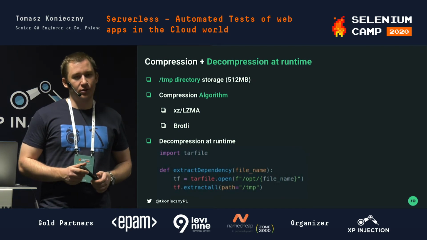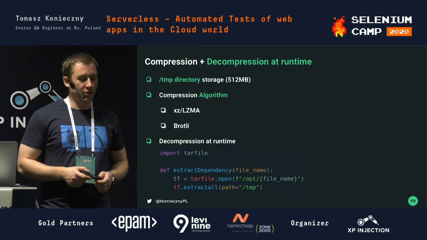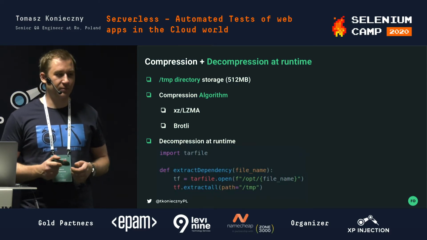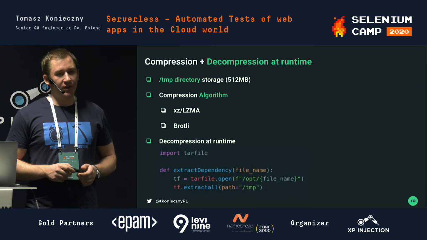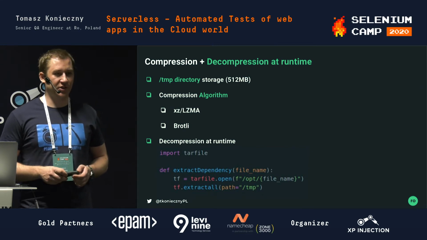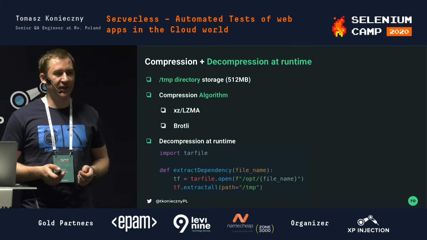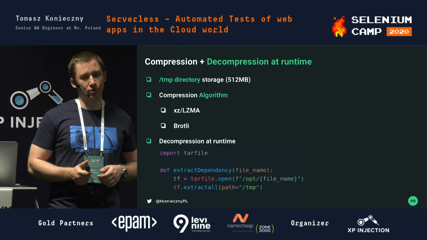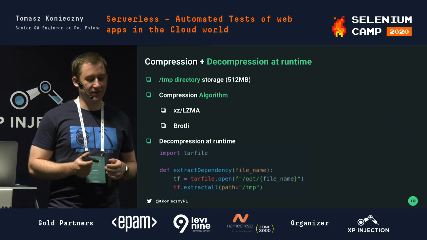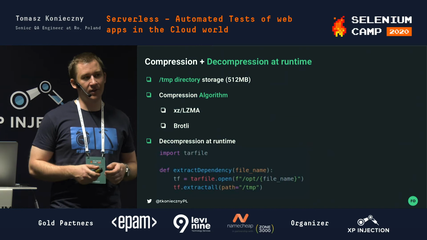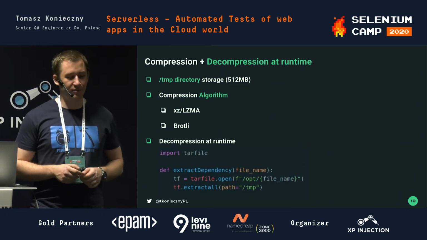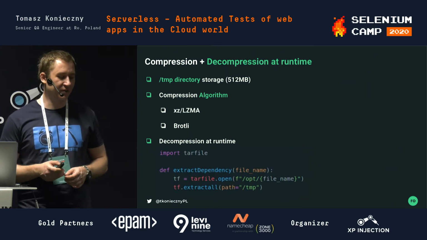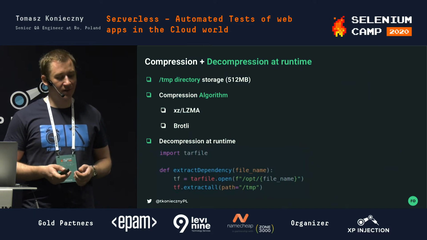The solution for that is to compress it before deployment. So instead of deploying a layer with the browser, we will deploy a compressed browser binary there. Because during the execution of a Lambda function, we can use a TMP directory for any temporary storage we need. So the idea is to decompress it at runtime to this specific directory. So we will be able to fit our browser binary into a Lambda layer. We'll be able to deploy this Lambda function, and at runtime we will decompress it.